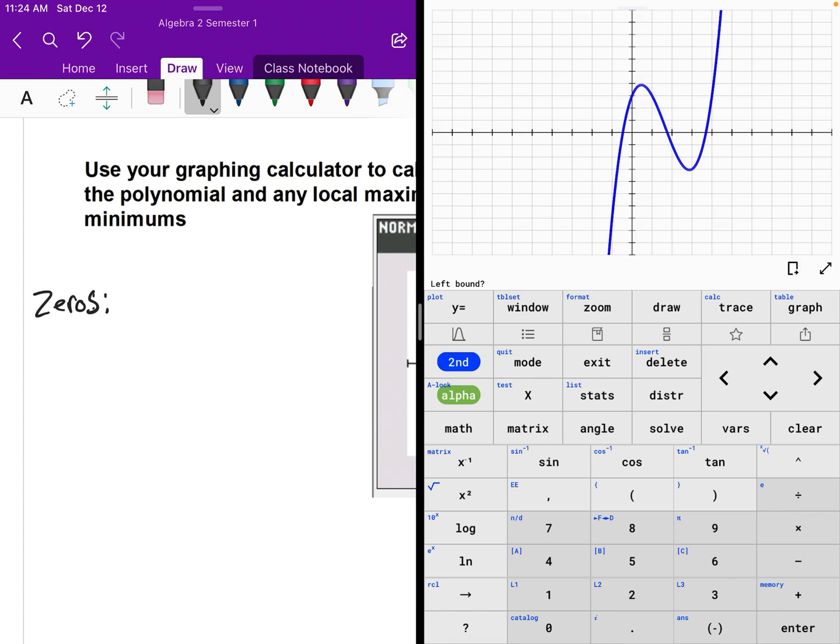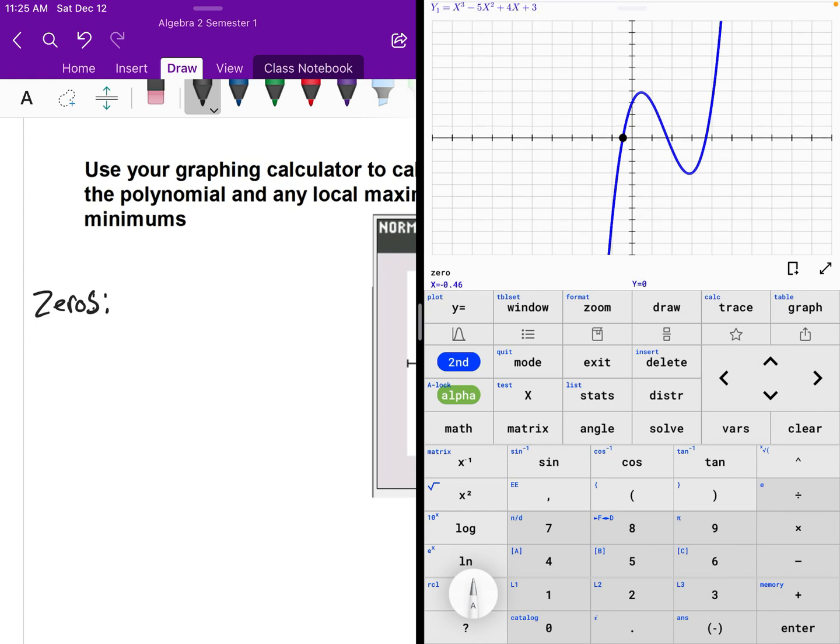Okay, so let's work from left to right then. So that first one looks like it goes between -1 and 0. So let's use that as our left and right bound. -1 for our left bound, 0 for our right bound, and then x is equal to -0.46, y equals 0. So that is a 0. So we got x is equal to -0.46 for our first one.